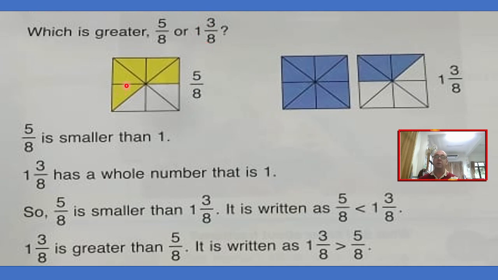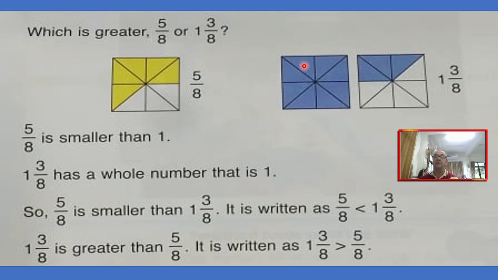Okay, so here we have 1, 2, 3, 4, 5 parts of the 8. So if we count them all, 1, 2, 3, 4, 5, 6, 7, 8, but we only have 5. So 5 over 8. Okay, but here we have 1 and 3 over 8.